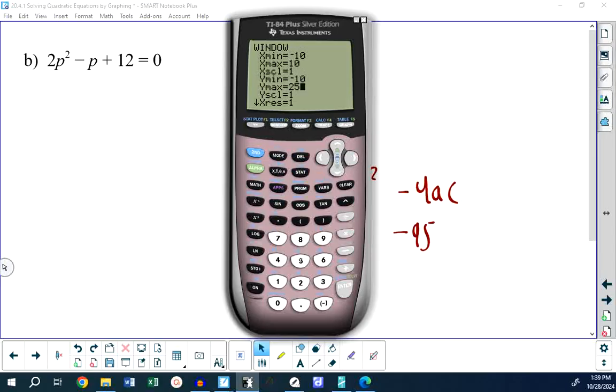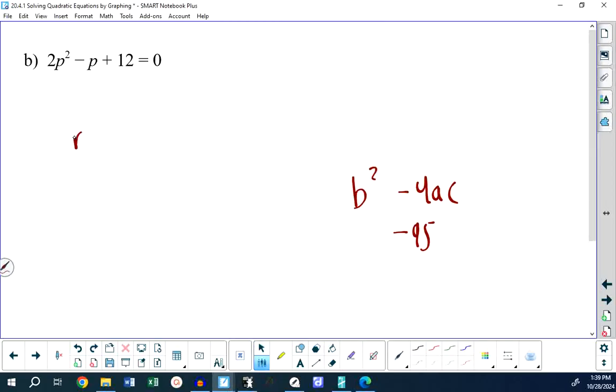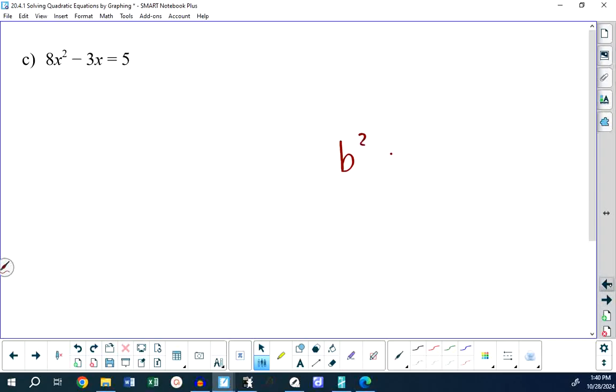We also know it opens upward, right? Oh, well, there aren't any x-intercepts. That means there's no number in the universe that will make this equation equal to zero, that will make this true. So no solutions. You know where I'm going with this. Well, you know what I expect you to do here.